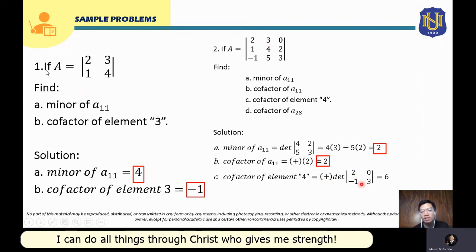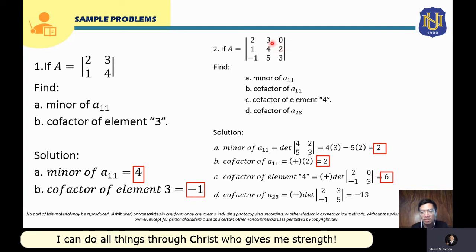The determinant of this 2 by 2 matrix will just be 2 times 3, which is 6, minus negative 1 times 0, which is 0. So that will just be 6. So this will now be the cofactor of element 4. Now for letter D, that is the cofactor of A23. The element located in the second row and third column will be our A23.